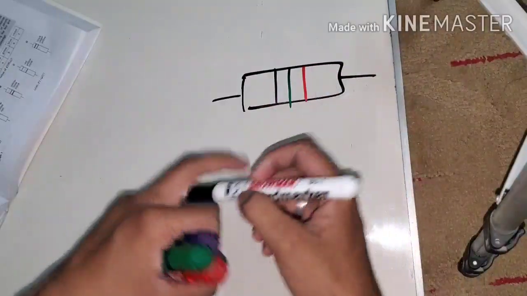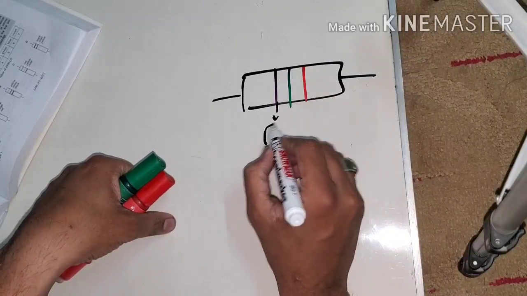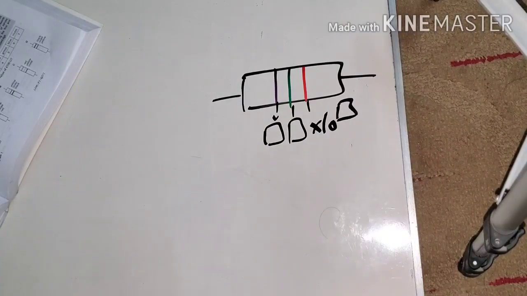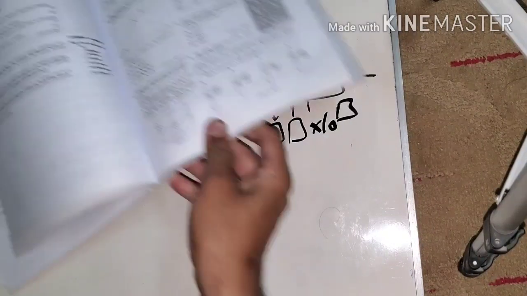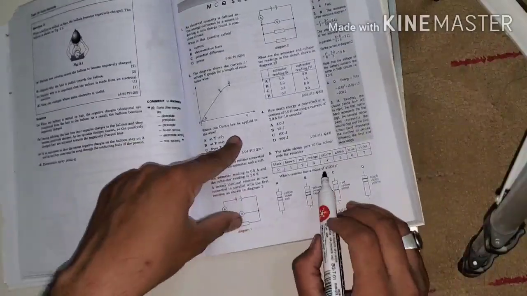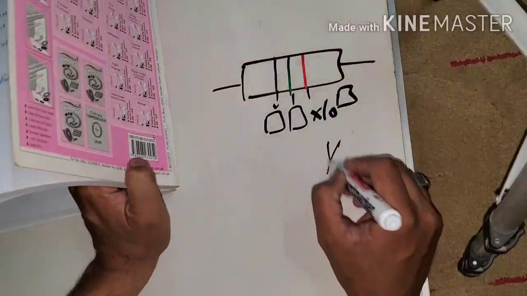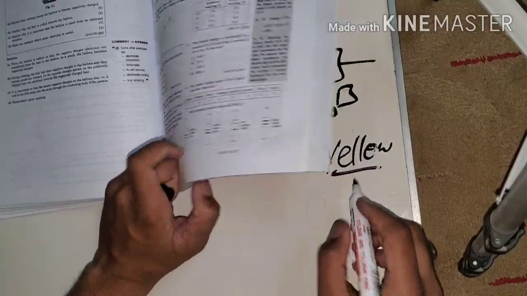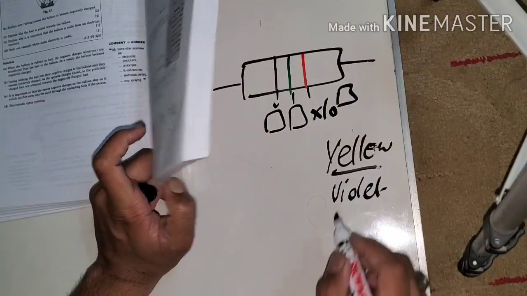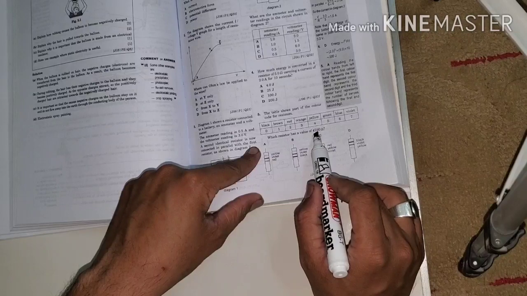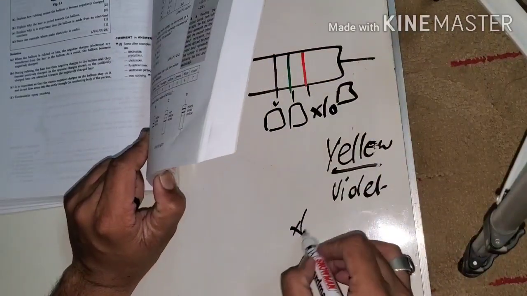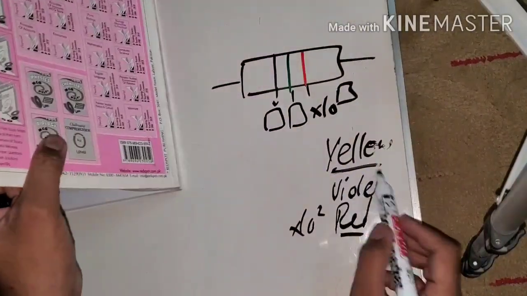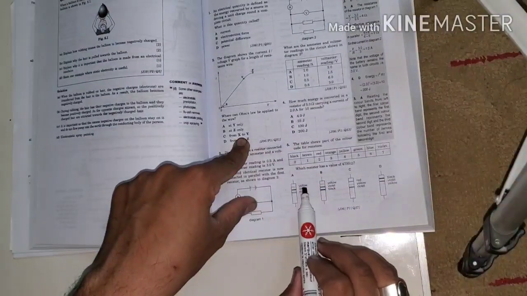The trend is that the first band gives a number, the second band gives a number, and the third band gives the power of 10. So it is very clear. As you can see in this diagram, 4 is indicated by yellow, 7 is indicated by violet, and 2 zeros means 10 raised to the power 2, which is indicated by red. So the color coding of the resistor will be yellow, violet and red. So it means the option will be A.